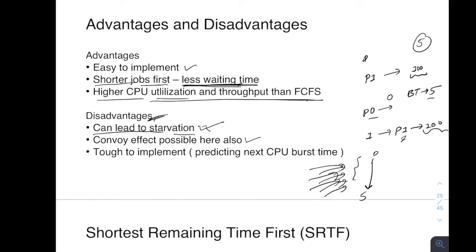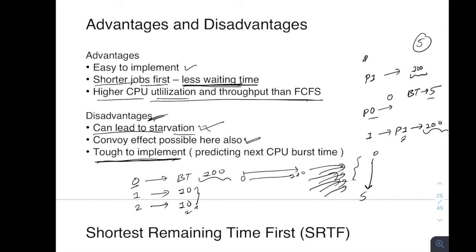Convoy effect is possible here also. How? Let's say at time 0, a process with a large burst time of 100 arrives. Now at time 1, some other process arrives with burst time 10. At time 2, another with 10. But this is non-preemptive, so the first process will run from 0 to 100, and no other process can be scheduled in between. So all these processes have a higher waiting time. That's why convoy effect is possible here. And it's tough to implement, almost impossible actually, because predicting the CPU burst time is quite tough.